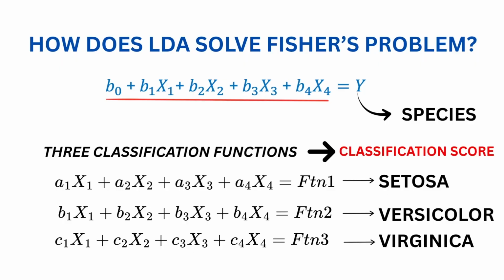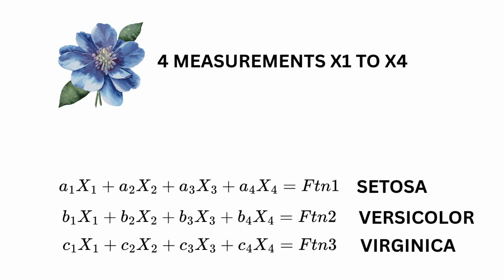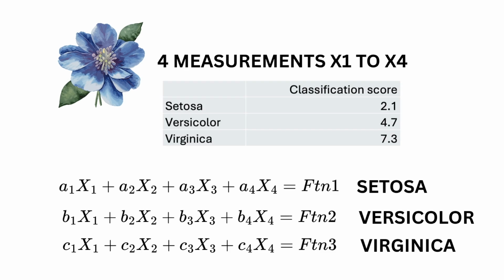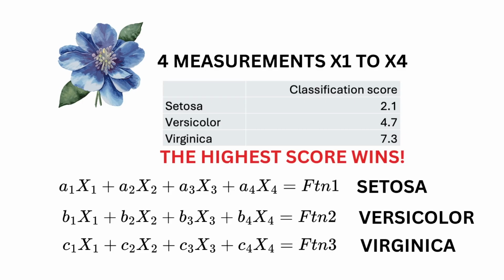We don't need to get into the mathematics behind those functions. The intuition is simply that the score summarizes how well that particular flower fits the characteristics LDA has learned for each group. Now suppose we have a brand new flower. We know its 4 measurements, but we don't know its species. We run those 4 measurements through our 3 classification functions, and it might look something like this. We get 3 scores, and the rule is remarkably simple. The highest score wins. This determines our guess species. In this example, virginica has the highest score, so the model classifies the flower as virginica.